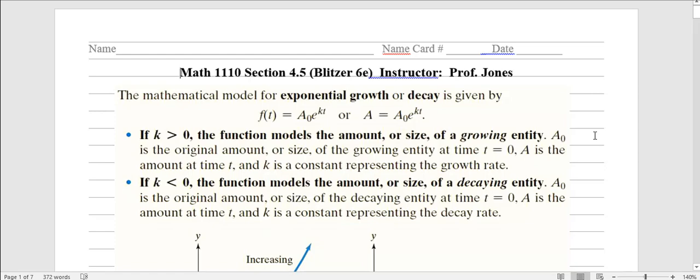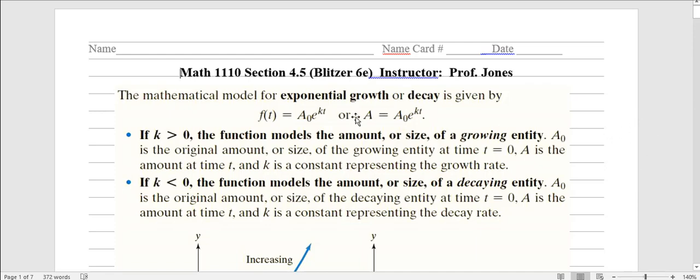Let's take a look at section 4.5. Here we're looking at the mathematical model for exponential growth or decay. And that will always be a model of the form f of t. So time is our independent variable. Our function could either be named f of t or it might be named a of t.